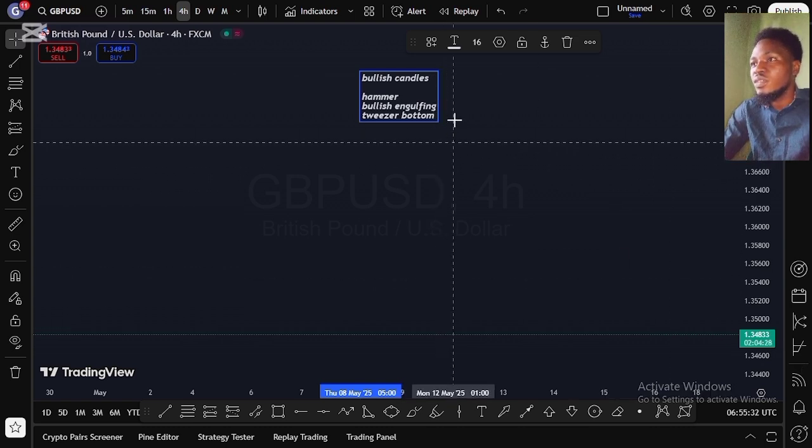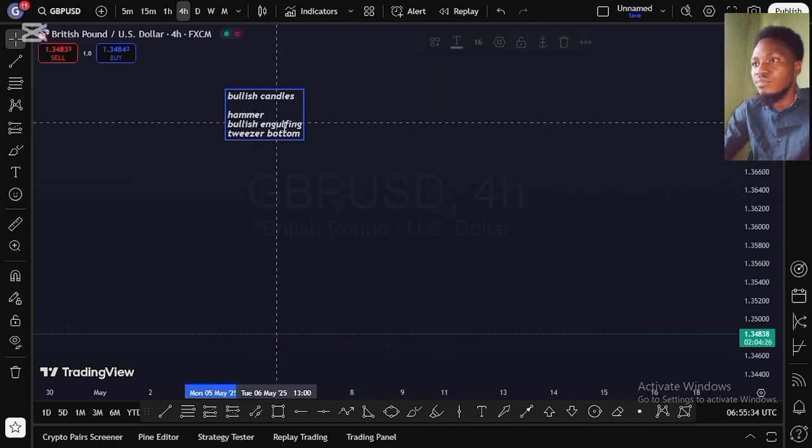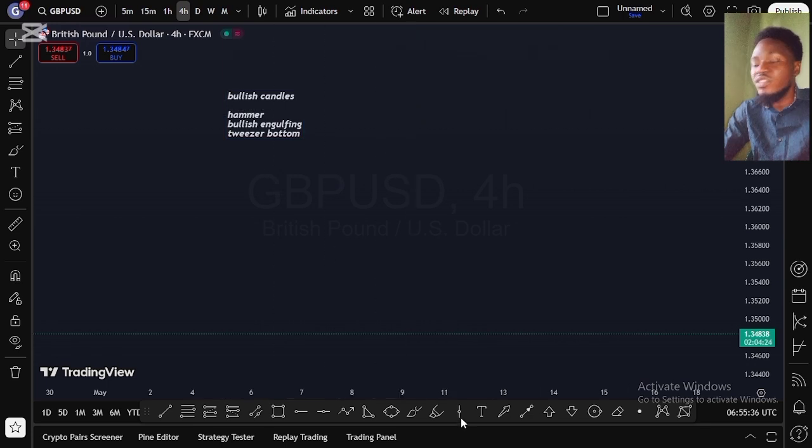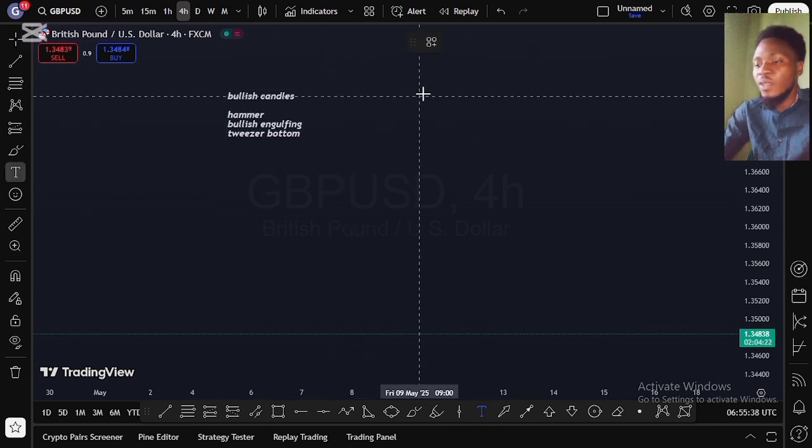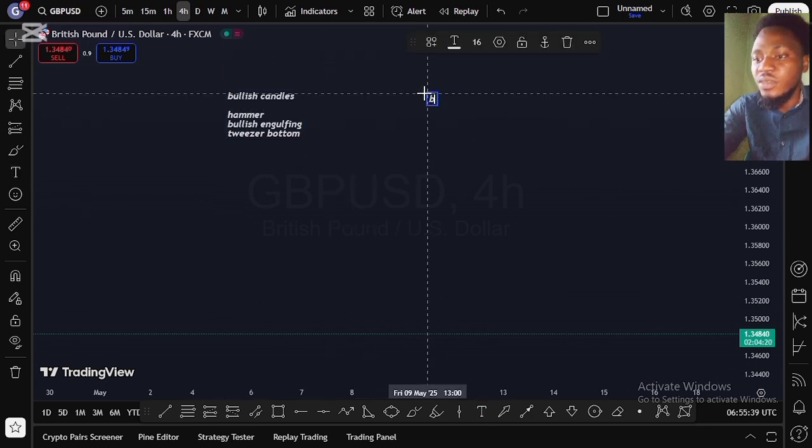So let me do it for the bearish. The bearish is just the opposite of these ones. For bearish, it will be the inverted hammer. Some people will say it's a shooting star.